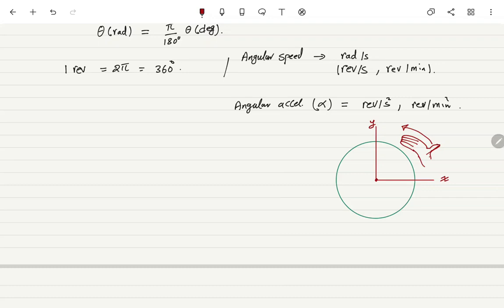Now, if the disk rotates the other way, clockwise in this case, again point your fingers in the rotational direction, and your thumb is directed along the negative z-axis. So in this case omega is positive along the z-axis, and in this case omega is negative along the z-axis.